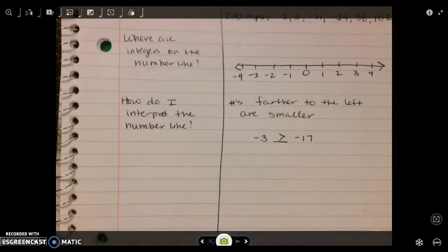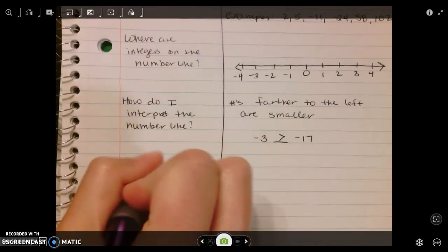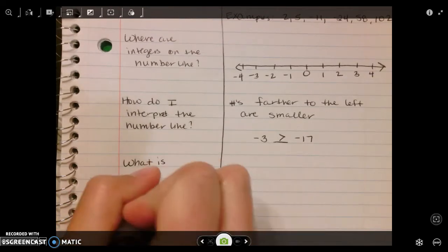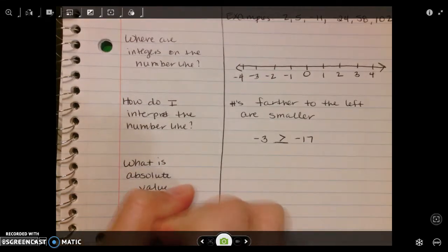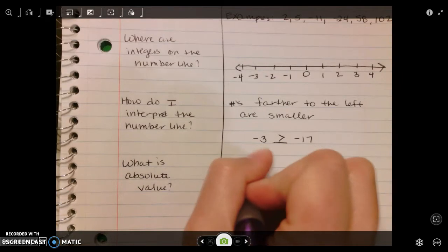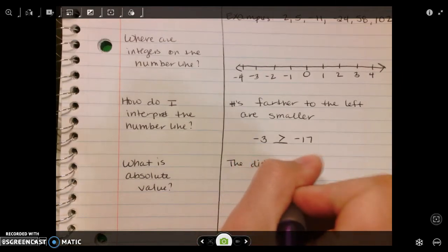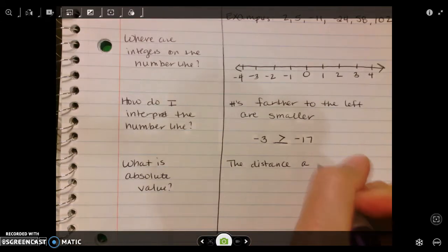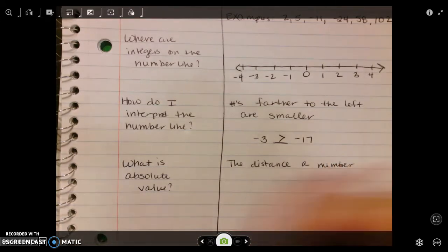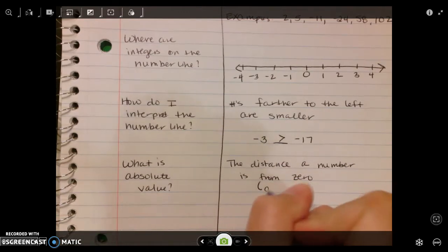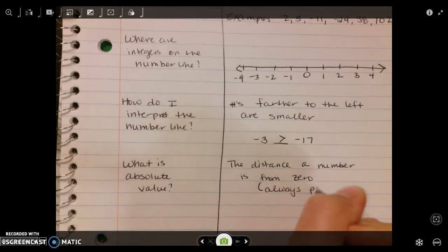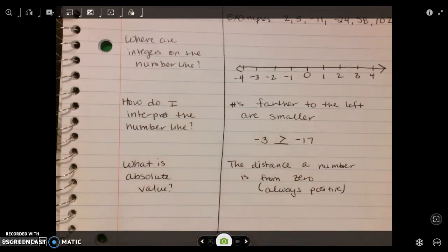Now, there's one more thing we got to take care of, and that's absolute value. An absolute value is the distance a number is from 0. Key piece to remember is that it's always positive. If I pull up my Google Maps on my phone and I'm asking for directions, it never tells me to go negative miles. It always tells me to go positive miles.